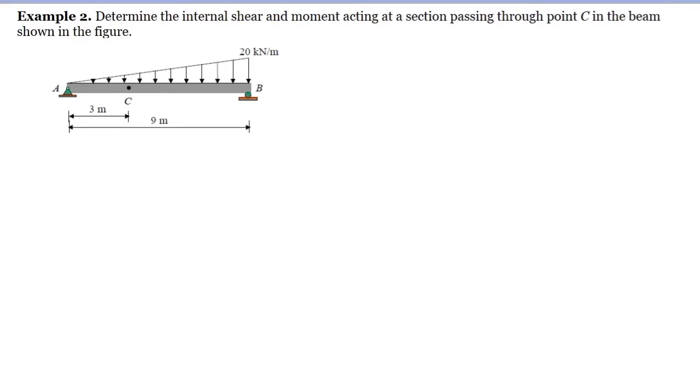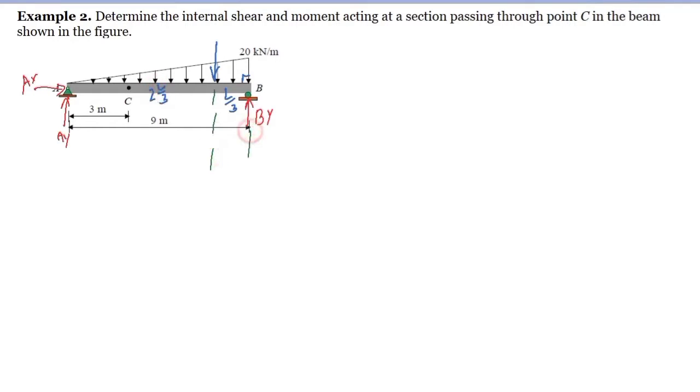At A, we have two reactions here, the AY and the AX. For B, since this is a roller, you have only one reaction, and that's BY. Now, for the resultant of the load here, we just take the area of this triangle, and that resultant is acting on the centroid. The centroid of the triangle can be found at 1/3, 2/3. That's 1/3 from the right angle and 2/3 here.